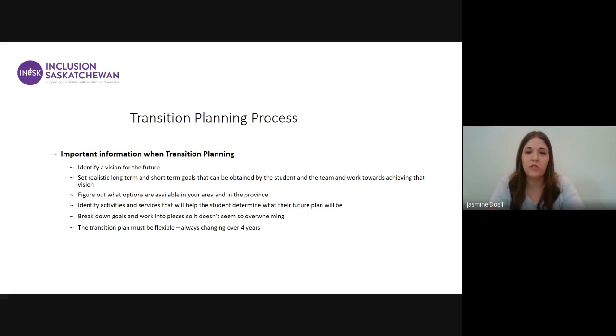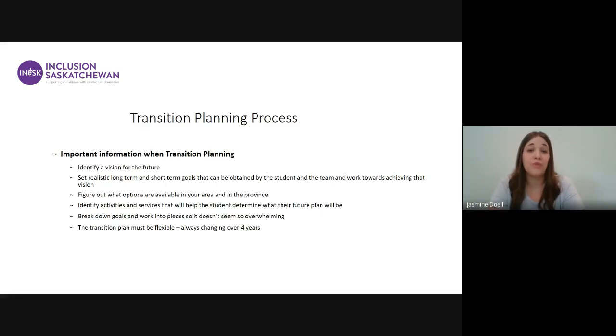Identify what is available to the student in their area and in the province, as well as the supports and services that can help the individual determine what their future plan will be. This will take some research in finding supports in the student's area. You can break down goals and work into pieces. This will help the plan not be so overwhelming.